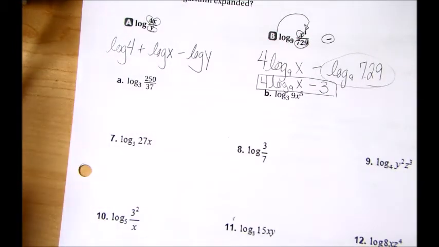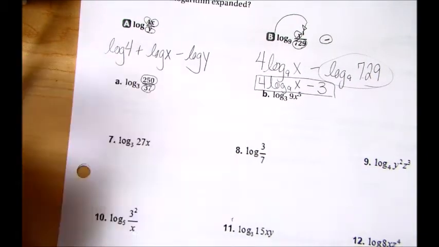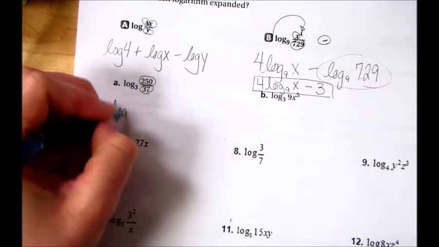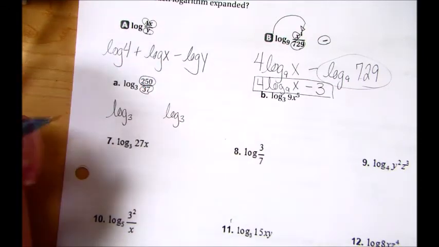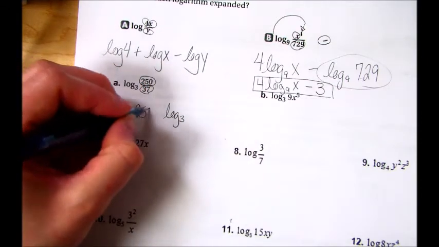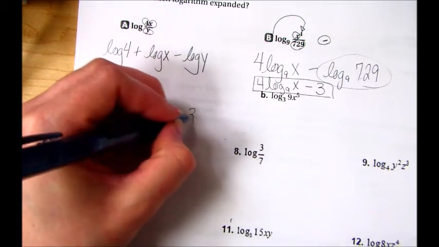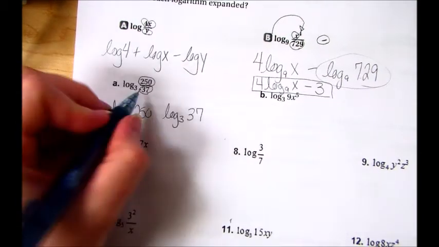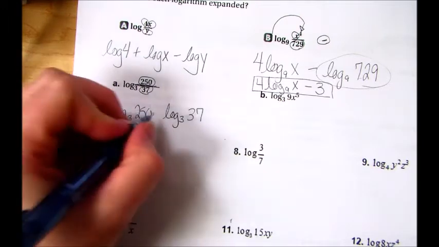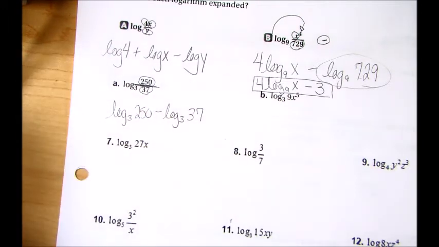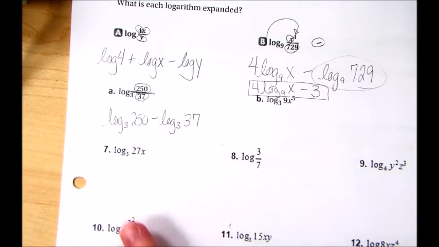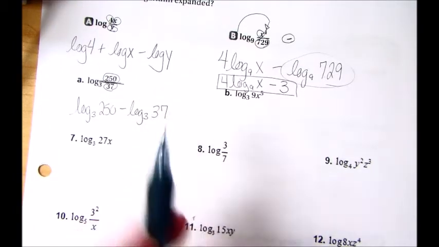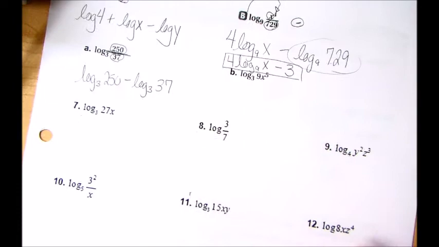Okay, let's try this one, part A. So I see the 250 and I see the 37. That tells me there are going to be 2 logarithms with a base of 3. 250 is on the top, put it first. 37 is second, put it last. It's a dividing problem. Dividing means subtracting. And that's as far as I can go because 3 raised to a certain power is not 250 and 3 raised to a certain power is not 37.